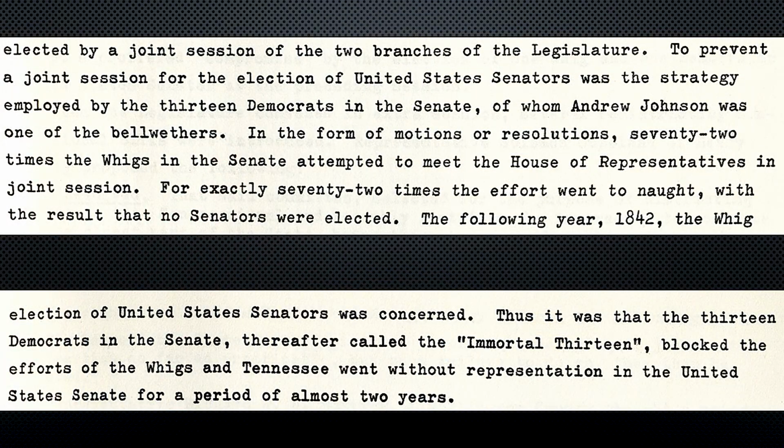In the form of motions or resolutions, 72 times the Whigs in the Senate attempted to meet the House of Representatives in joint session. For exactly 72 times, the effort went to naught, with the result that no senators were elected. Thus it was that the 13 Democrats in the Senate, thereafter called the Immortal 13, blocked the efforts of the Whigs, and Tennessee went without representation in the United States Senate for a period of almost 2 years.